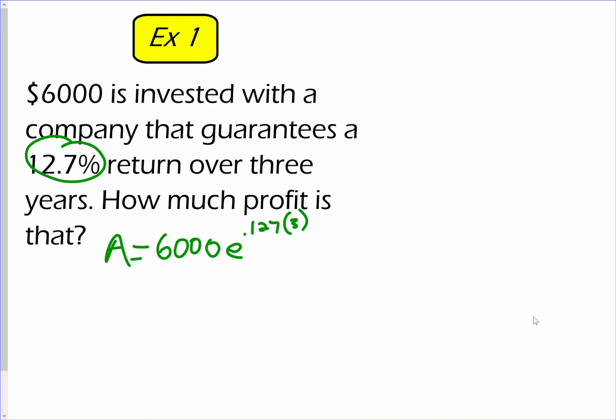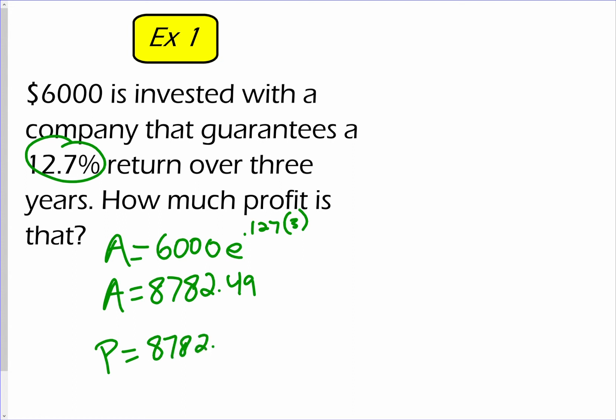So 6,000 e to the 0.127 times 3. Hit enter, and we get $8,782, and let's just say 49 cents. So if we subtract off the $6,000 that we started with, we have $2,782.49 profit. Okay, not bad for 3 years.